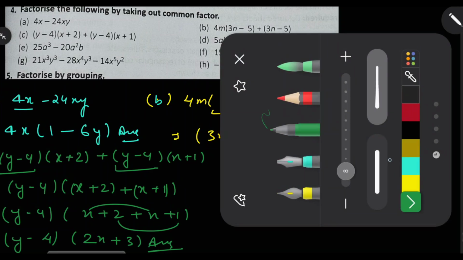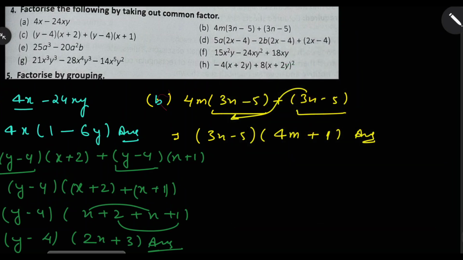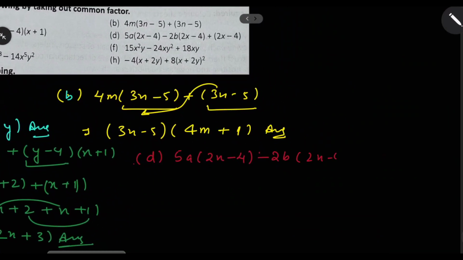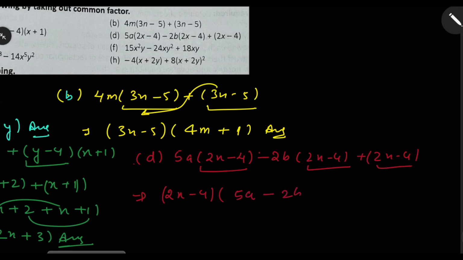Now see question number D. In question number D, we can write it like this: 5a(2x minus 4) minus 2b(2x minus 4) plus (2x minus 4). As you can see here, in these three terms, 2x minus 4 is common, so take it out. Taking 2x minus 4 as a common factor, we are left with 5a minus 2b plus 1, and this is our answer.